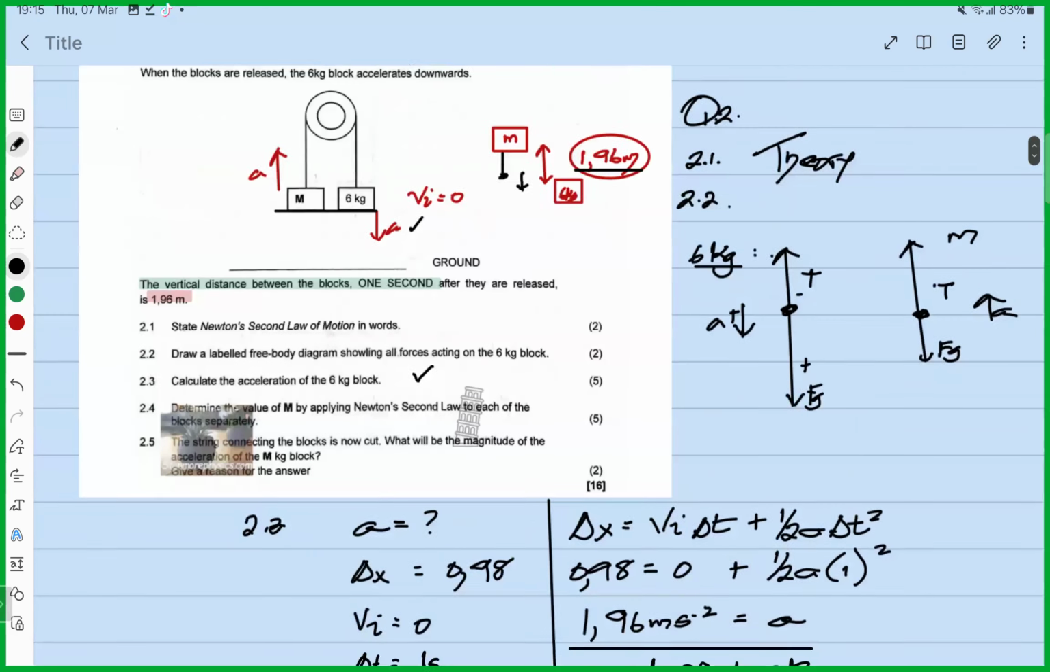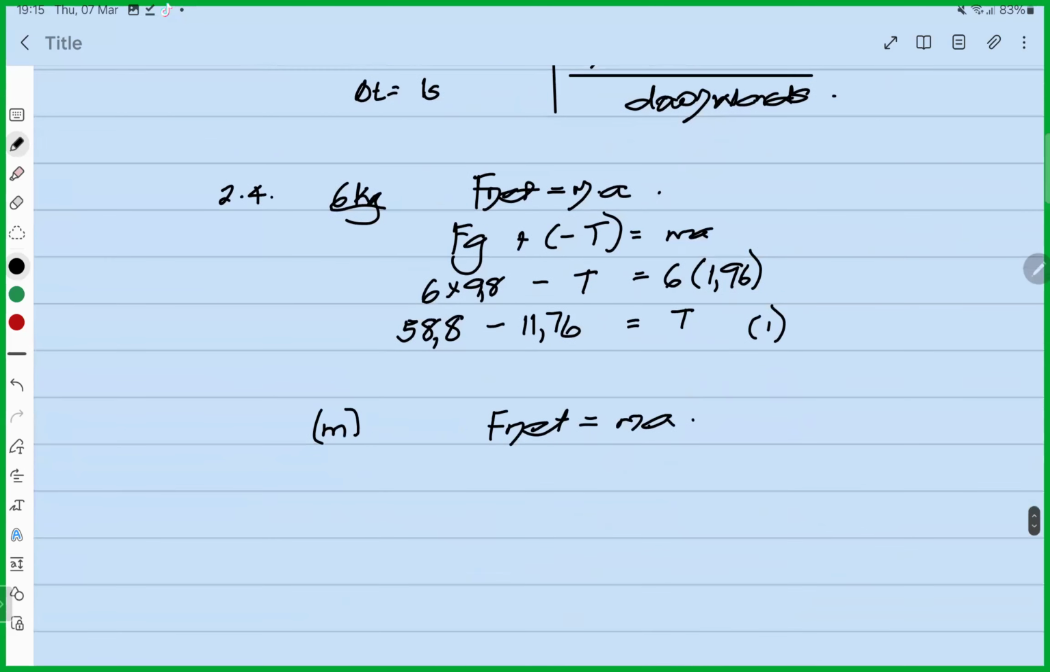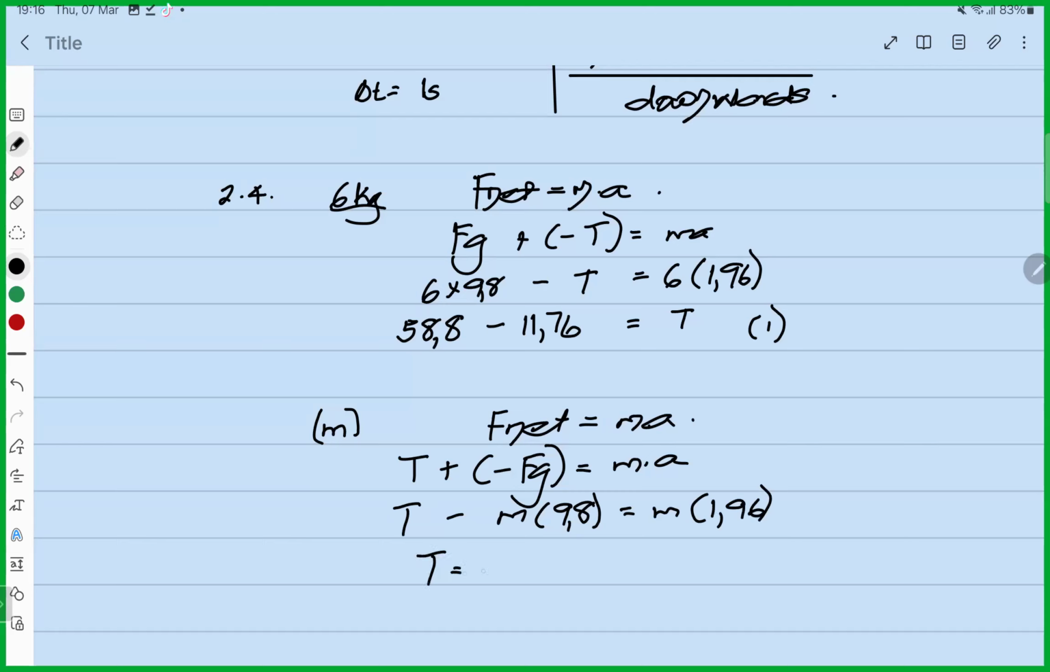So here, be careful because here it's accelerating upwards. So it's going to be T, which is your positive force, and Fg, which is your negative force. In other words, let the forces in the direction of the acceleration be positive. So it'll be T plus minus Fg equals ma. T minus m times 9.8 equals to m into 1.96. So take everything across. T equals to 9.8 m plus 1.96 m.